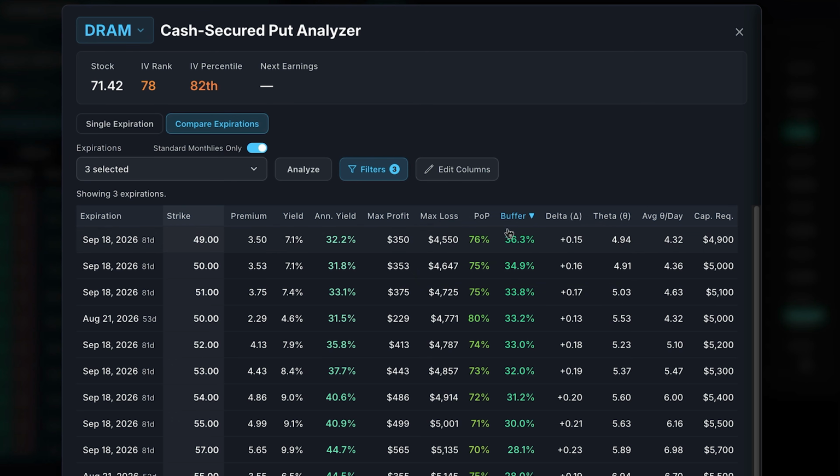I could sort by buffer, which shows me how far the stock price can fall before hitting my break even. I could look at this 50 strike put option in August 2026 with 53 days to go. This option is trading for $229, offering a 4.6% yield over 53 days. And when annualized, that comes out to 31.5%. And the stock price can fall 33% before hitting the break-even price of this put option. And this trade requires $5,000 to cash secure this put.